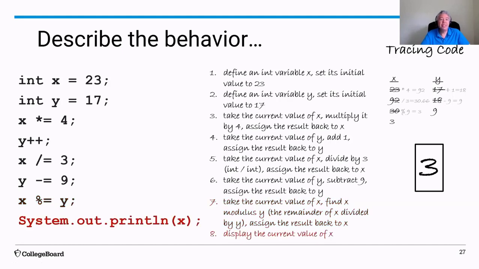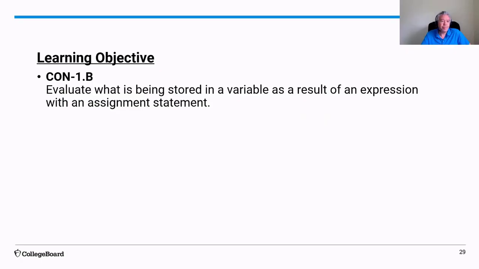So not only have we traced, but we've described the behavior of each line of code in detail, and we've traced the code to find what the output is. And there's a difference, again, between those two specific skill sets. Okay, so our main takeaways. On top of the skill of being able to describe behavior of code and trace code, we are now able to evaluate what's being stored in a variable as a result of an expression with an assignment statement. That was our main learning objective for this specific topic.